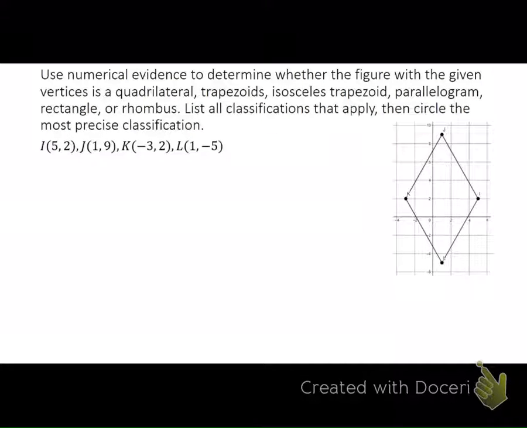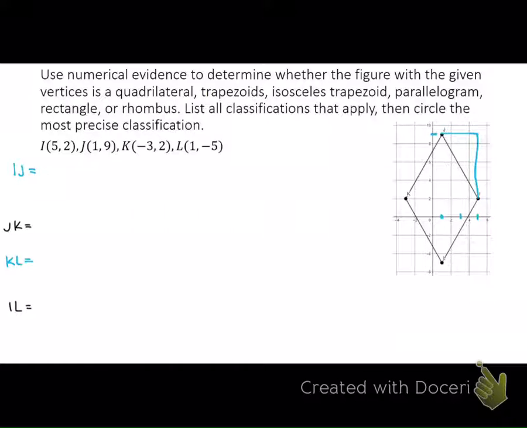Okay, so I'm going to write IJ, JK, KL, and IL. Okay, we're going to count the slope. So IJ, and I guess this is 9 and this is 5 because it's halfway between. So we're going to count up and over.